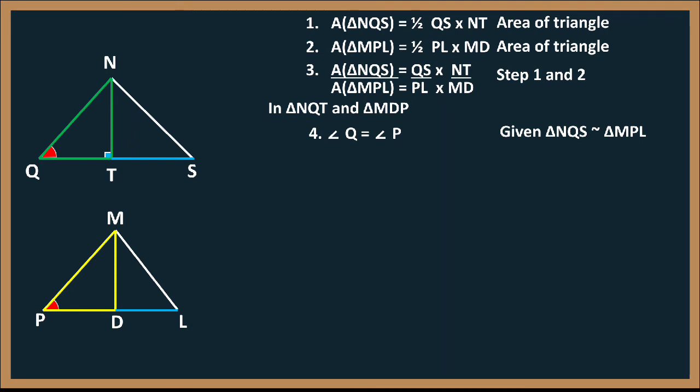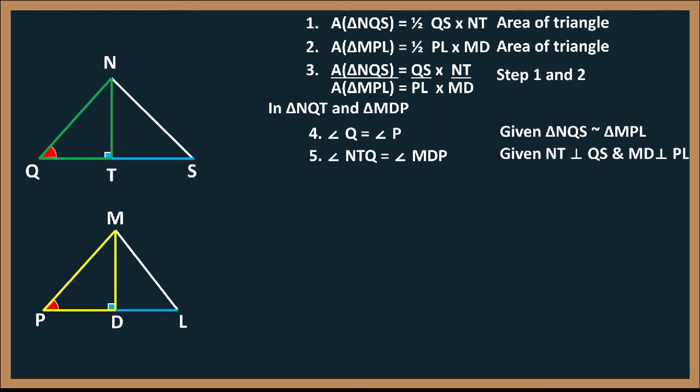It is also given to us that NT is perpendicular to QS. So perpendicular means it creates a 90-degree angle. MD is perpendicular to PL. So there is a 90-degree angle over here as well. So I can write angle NTQ is equal to angle MDP. The reason is it's given to us in the question.